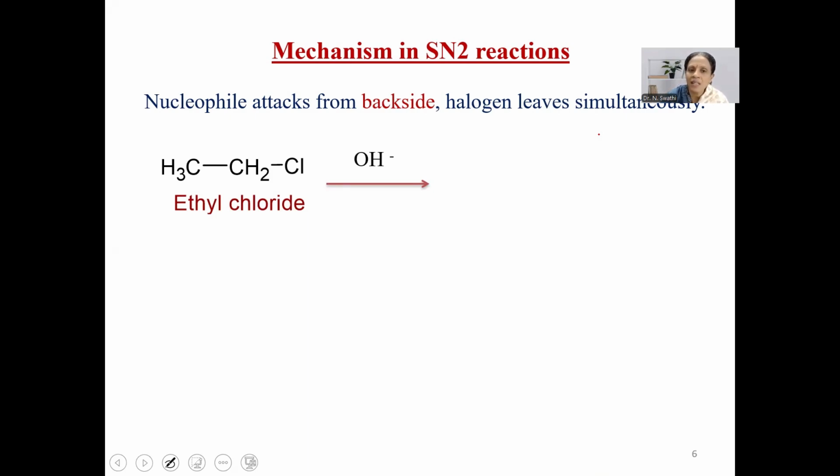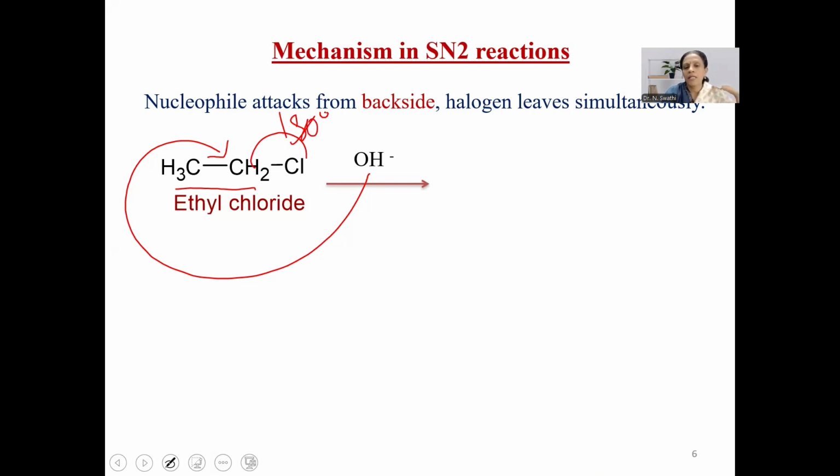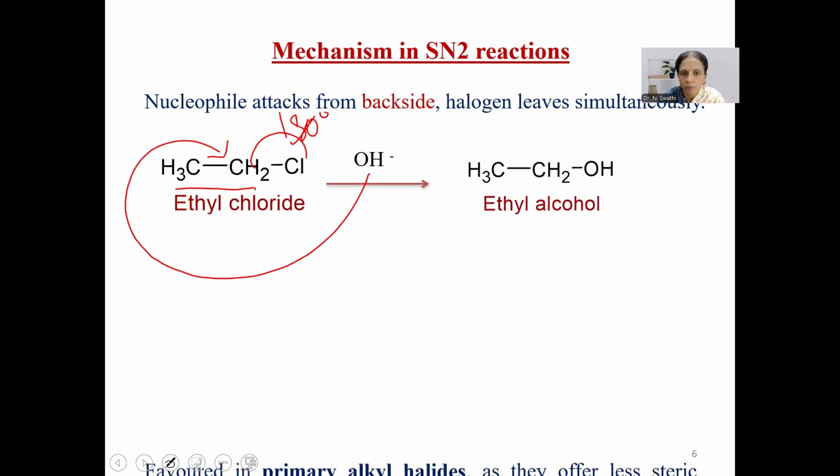But it is not a direct hit. Because the front side of this alkyl group is already occupied by the chloride ion, the OH group has no alternative but to attack from the backside, that is a face which is 180 degrees away from the halide ion. That type of attack is known as backside attack. As a result, we get ethyl alcohol as the product.